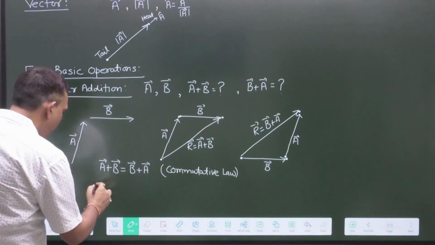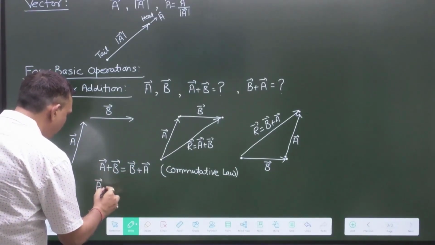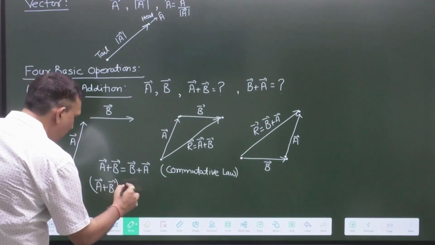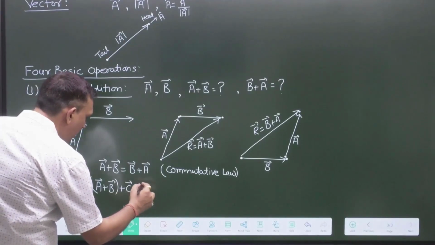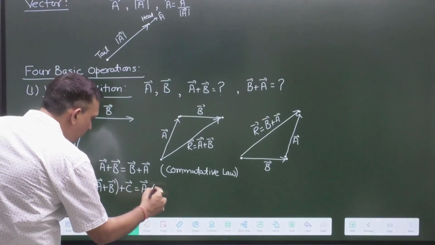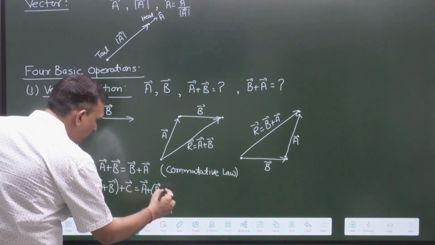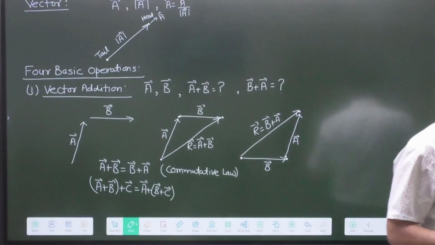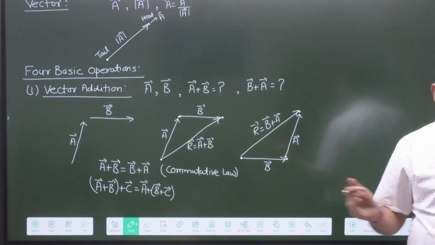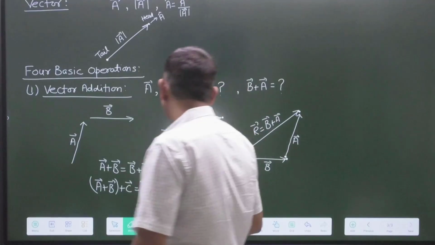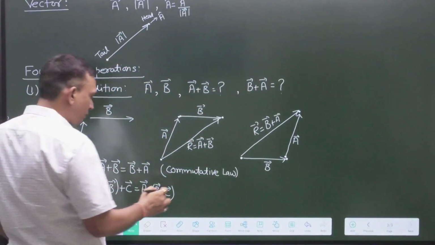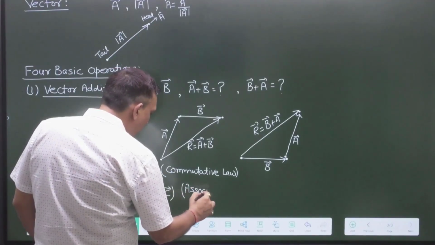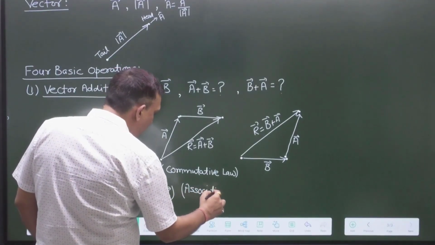In the same way, you can show that if you have 3 vectors, A plus B plus C is A plus B plus C. It's an introductory lecture, so I will first introduce the different things and then we will talk about coordinate systems. So you must know the basic part also. Okay? So it also holds the associative law.